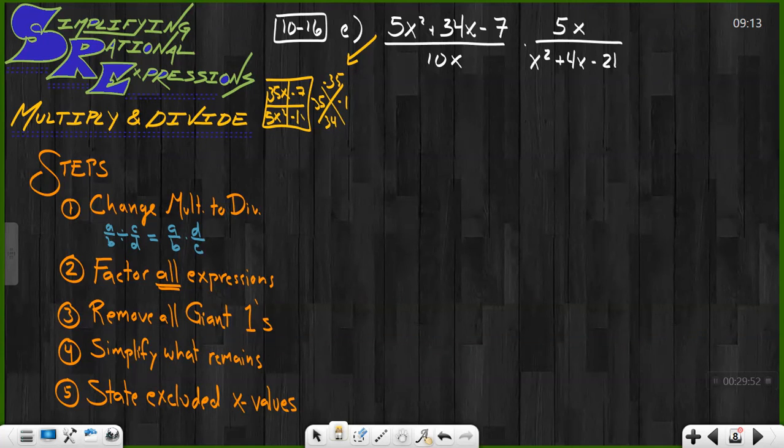Some of you might not have looked at 35 and negative 1. Always think of 1 in the original number itself. All right, so 7x.